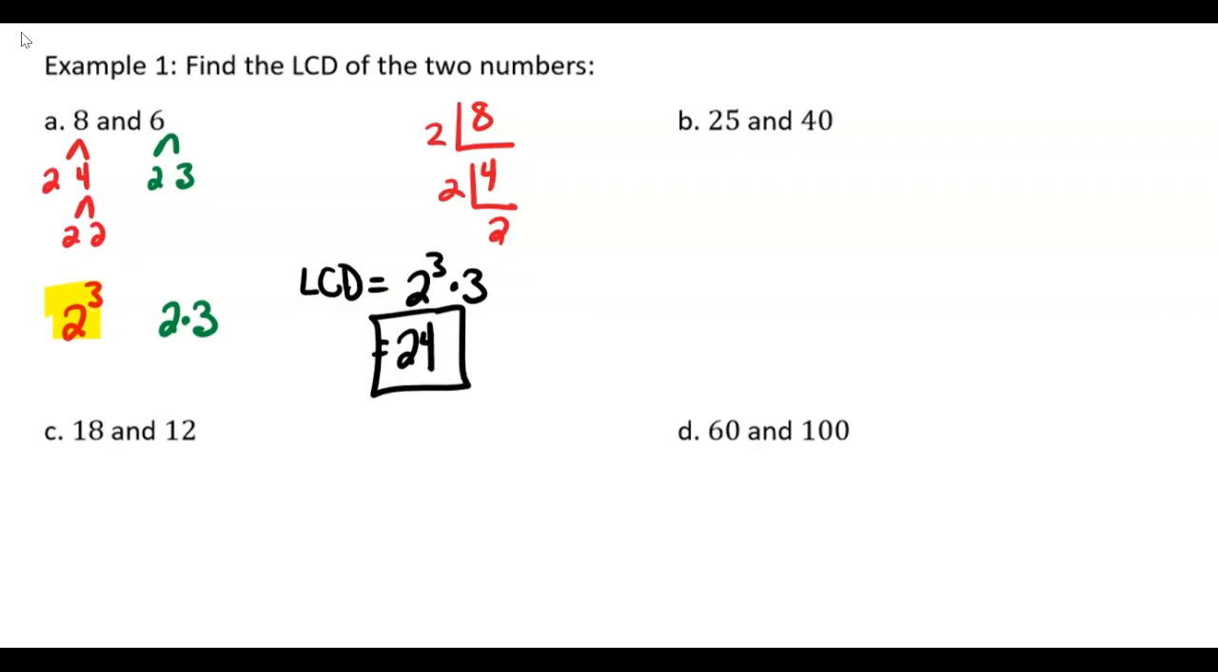Your job is to take each number and write it completely down in prime factorization. So 25 is 5 times 5. 5 is a prime number, and that's as low as we go. Instead of 5 times 5, let's write it as 5 squared. Now I want you to try 40. Whichever method you like is fine with me. I tend to do the factor tree, but you can totally do the hockey stick or cake method. However you want to do it is fine. So 2 times 20. 20 is 2 times 10.